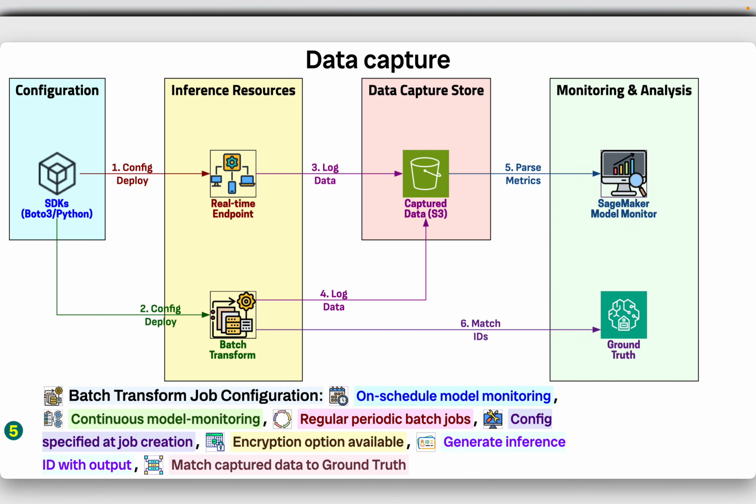For a batch transform job, you can enable data capture for on-schedule model monitoring or continuous model monitoring for regular, periodic batch jobs. You specify the configuration when creating the batch transform job, with options to turn on encryption or generate the inference ID with your output, which helps you match your captured data to ground truth data.